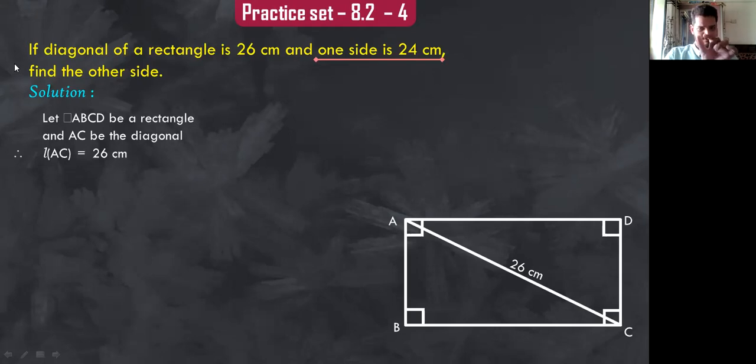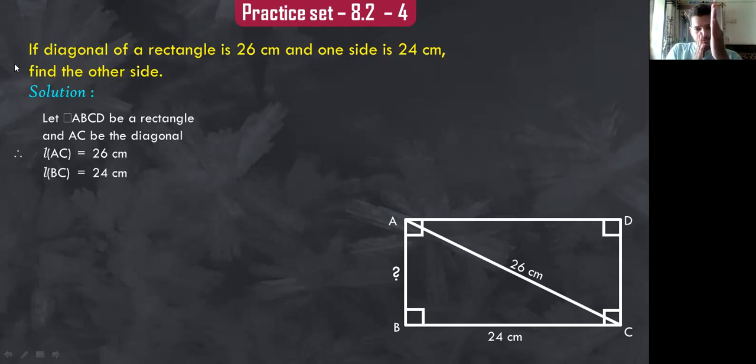Now 24 is just slightly smaller than 26. Okay. So we will mention the bigger length of the rectangle to be 24 centimeters. So let BC be 24 centimeters. Correct. Now we want to find the other side. Now which other side is remaining in the rectangle? AB. Correct.